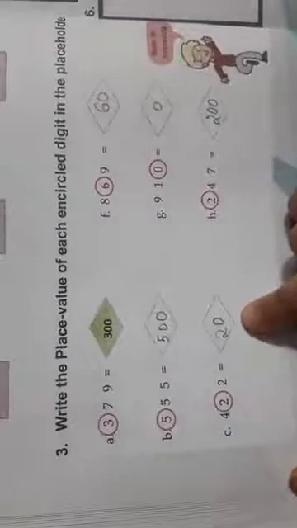Here 2 is present in the tens place, so that's why you are writing 20. Likewise, you have to do this one. Okay. Here 0 is present in the ones place, so you are writing here 0 only. Okay. Now, see number 4.